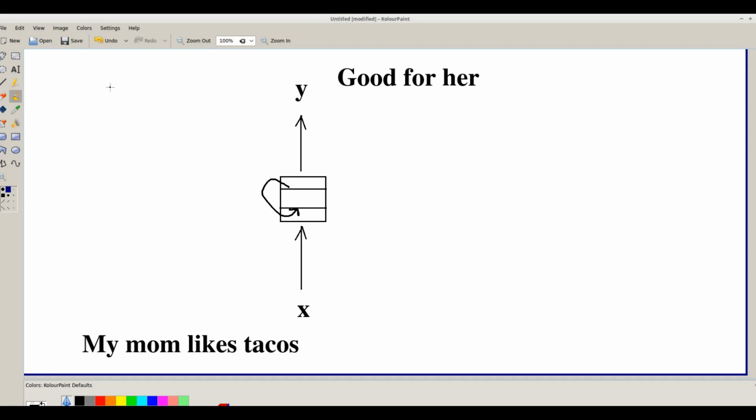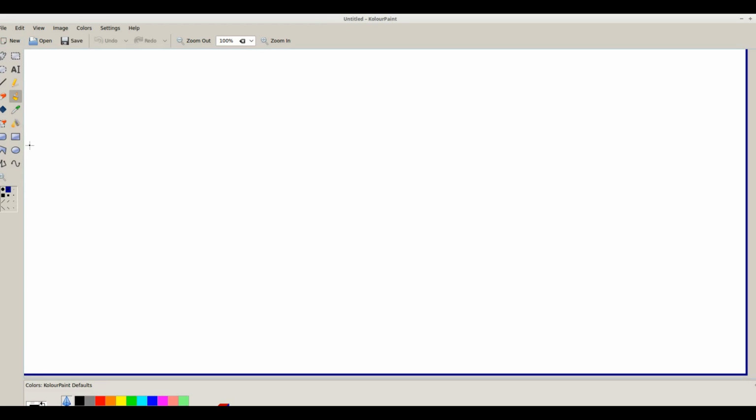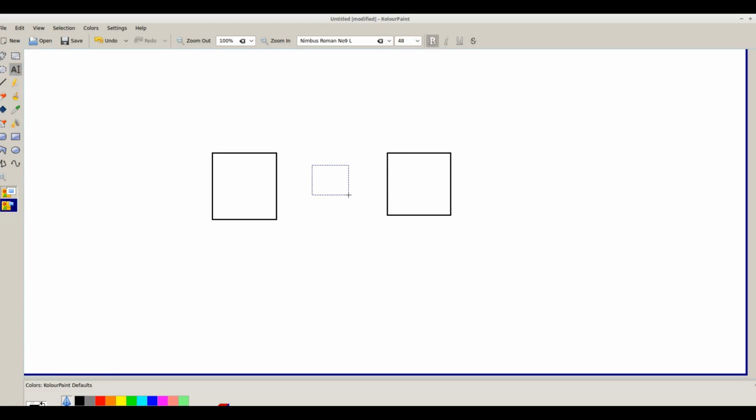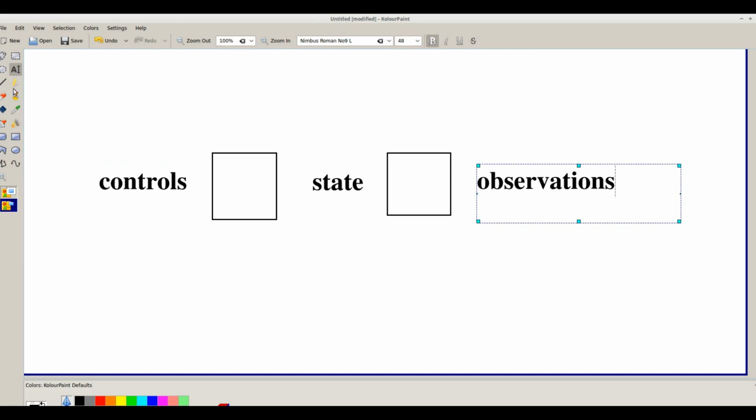If that makes sense? Okay, so I guess what I want to do is prove to you that, in fact, let me prove it this way. I'm going to draw a two-model connection, and I'm going to call this state, and I'm going to call this controls, and I'm going to call this observations. And we don't have to call them this, but this is what I'm using in the next assignment, so it'll help prep you for it.